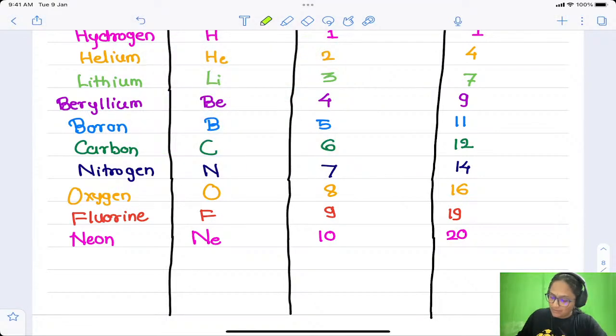After neon, it is sodium. For sodium, the symbol S can be given, but S was already given to sulfur, so sodium has been given the symbol Na. Now you will ask why it is called Na. This Na comes from its Latin name natrium. In Latin, sodium is called natrium, so Na are the first two letters of natrium. Atomic number for sodium is 11 and mass number is 22.